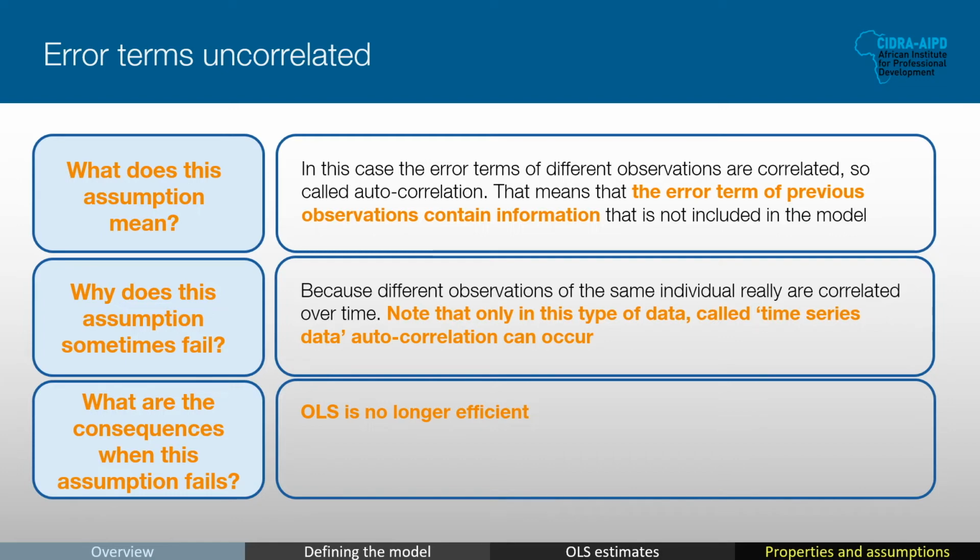It's important to note that this can only occur when we have more data over time of the same individual. This is a type of data called time series data, and this is the only type of data where autocorrelation, which is another word for correlated error terms, can occur. This can happen, for example, due to seasonal effects when we're measuring data on a monthly basis. The consequence is that OLS is no longer efficient if there's information that's not included in this model that could be included to make the model even more efficient.